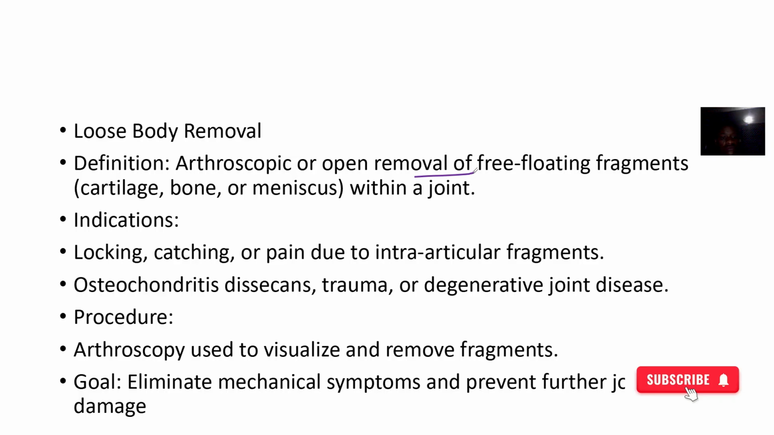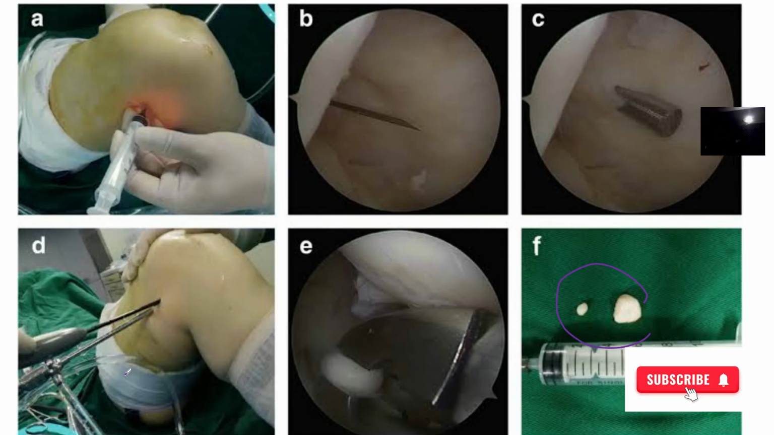Okay, so indications, this is when there is now locking, catching or clicking sensations. As you are moving, there is some noise in the joint. It shows you that some free stuffs moving. Could be caused by what? Osteochondritis dissecans, could be trauma, could be degenerative joint diseases. So procedure, mostly it is arthroscopy that is used to visualize inside the joint, then also remove the loose bodies.